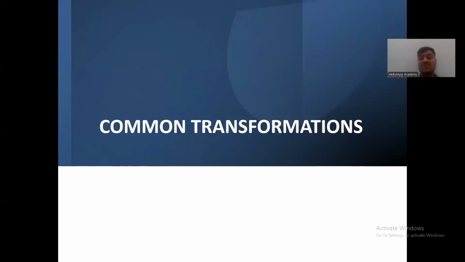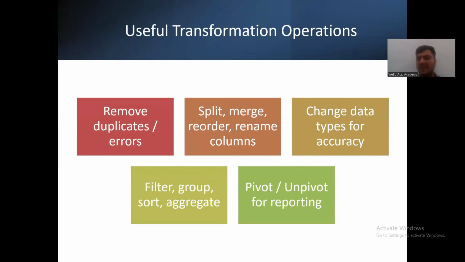Common transformations. After extraction comes transformation. What are transformations? Very simple. We remove duplicates. This is a transformation. We remove errors. This is a transformation. We split, merge, reorder, rename. Those are all transformations. We change data types, a very powerful tool, which we are going to see when we do the practical. Change data type for accuracy, filter, grouping, sort, aggregate, pivot, unpivot. All these are common examples of transformation. All these things we are already doing one way or the other in Microsoft Excel, but what we are going to learn today is to do all this on automation through Power Query.